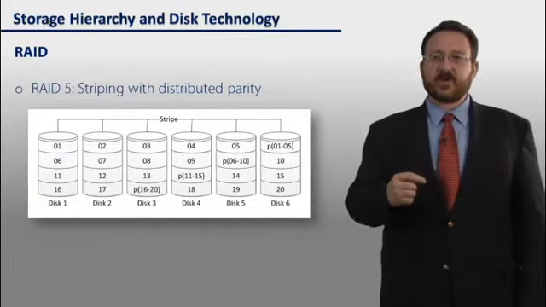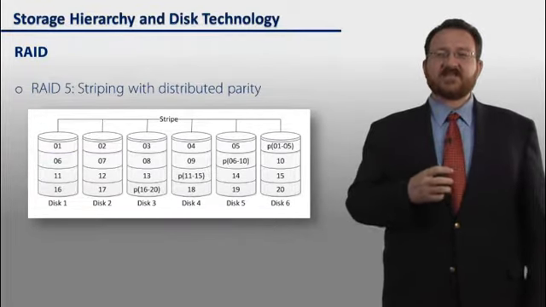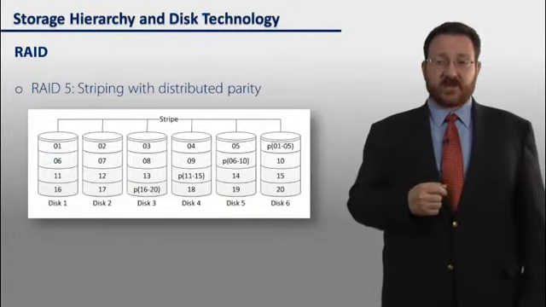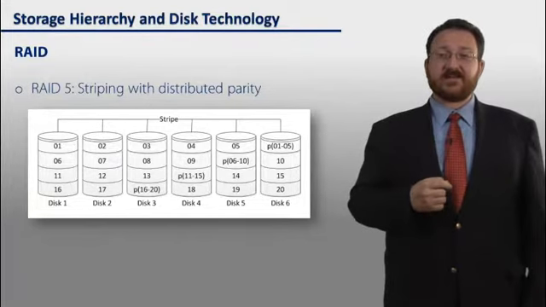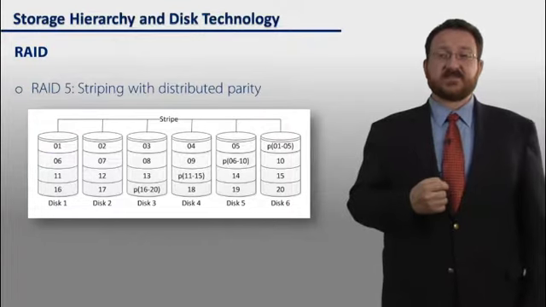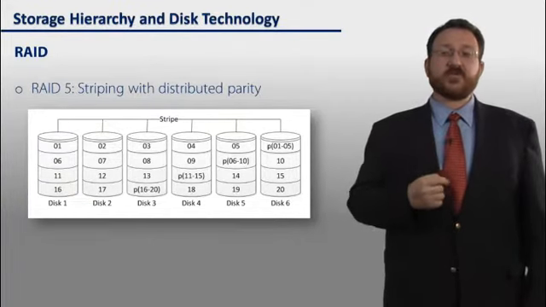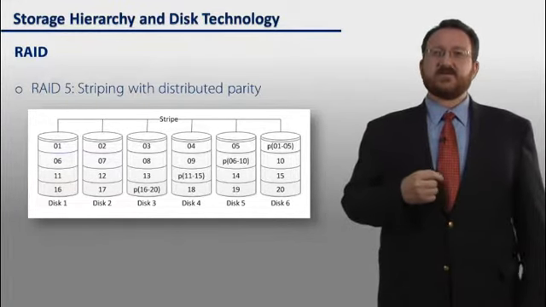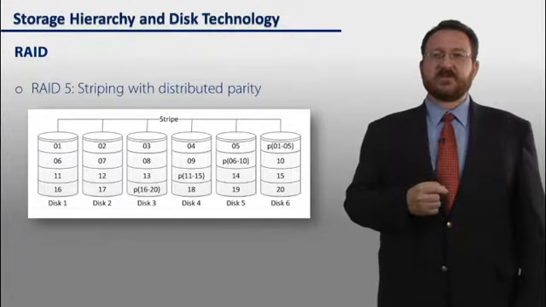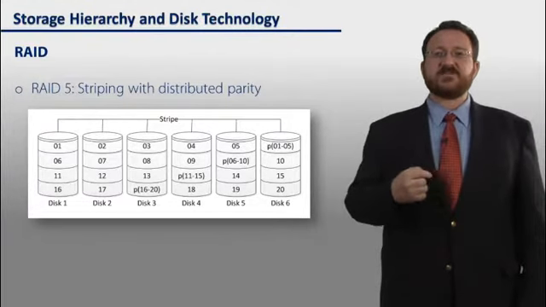RAID 5 then is striping with what's called distributed parity. So we're going to stripe all our data across the disks as well, but we're going to set aside space on each disk for what's called a parity check. A parity check allows us to check the status of the contents of the other disks in the stripe. And if any of those disks fail, we can use the parity check to recreate the disk that failed. So under RAID 5, with this particular setup, we can lose a single disk and still recreate its contents, but we also get the efficiency of a stripe.